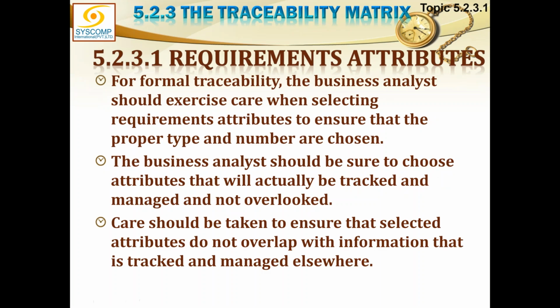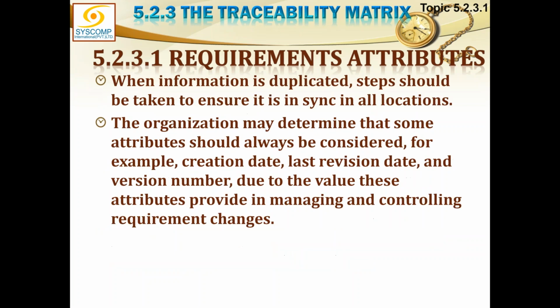For formal traceability, business analysts should exercise care when selecting requirement attributes to ensure that the proper type and number are chosen. The business analyst should be sure to choose attributes that will actually be tracked and managed and not overlooked. Care should be taken to ensure that selected attributes do not overlap with information that is tracked and managed elsewhere. So we do not want to do any dual effort. So very carefully we have to design it in a way that no duplicate effort is done.